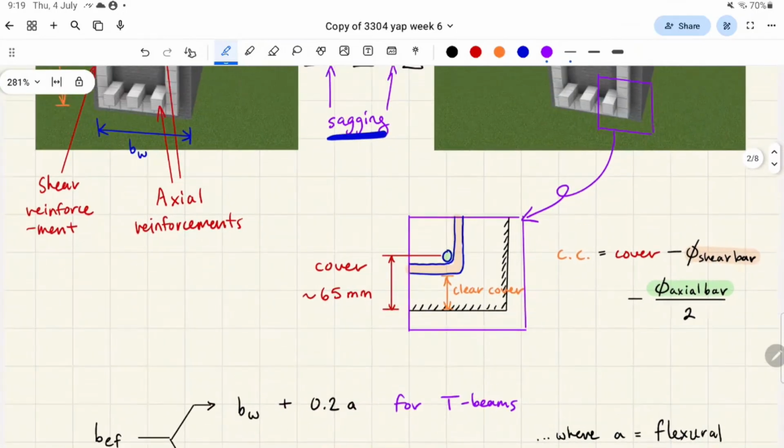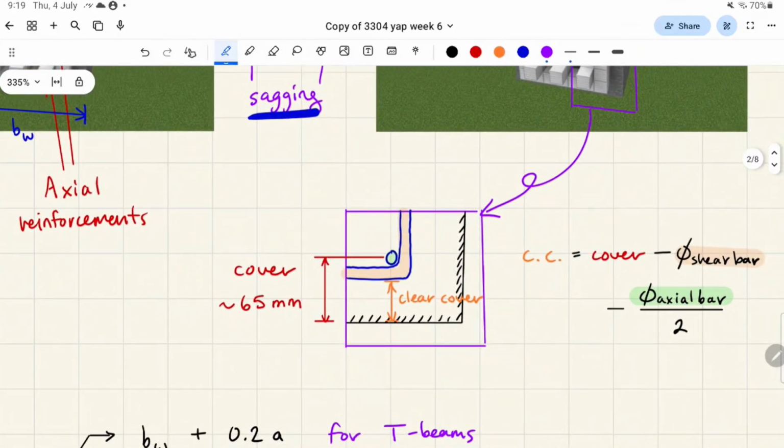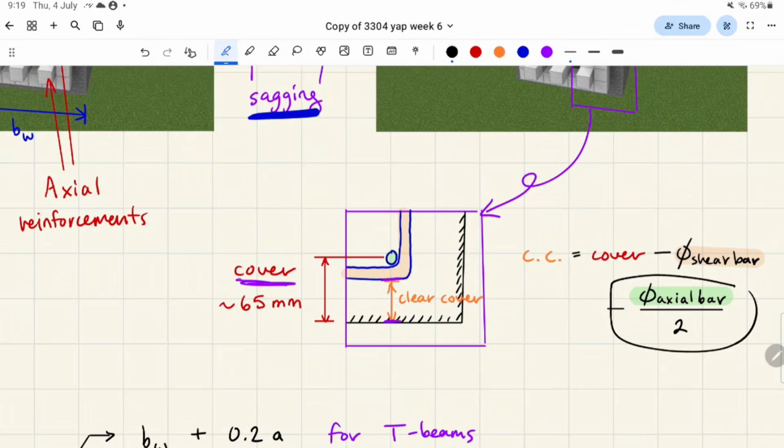So I've zoomed in, I've redrawn it. What we say is that from the center of the axial bar to the outer edge, we call that the cover, right? And we call the distance from the outer edge of the shear bar to the outer edge the clear cover, right? So you can see how this formula plays in because we have to consider the radius of the axial bar, but an entire diameter worth of the shear bar.